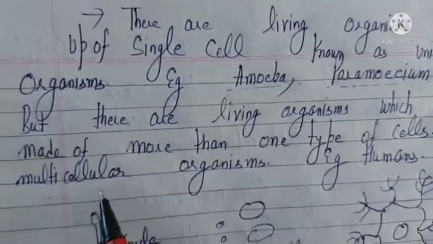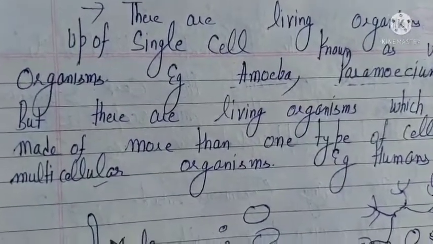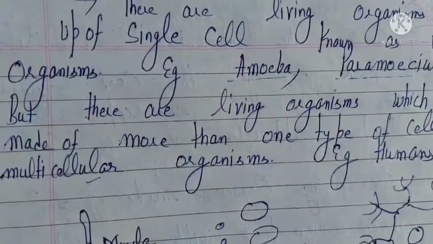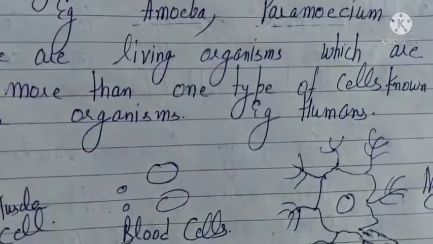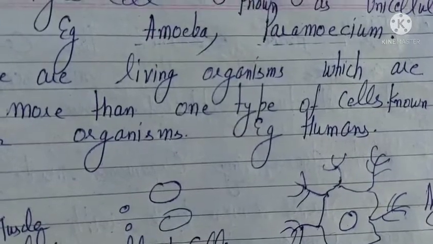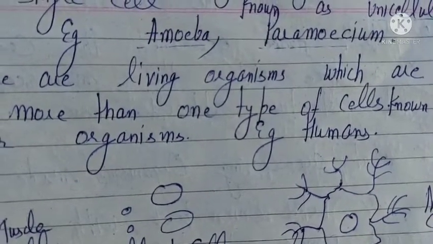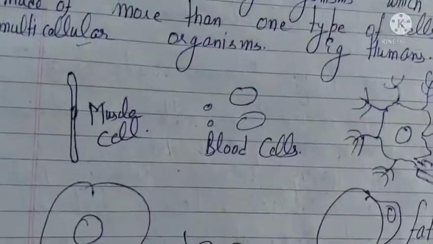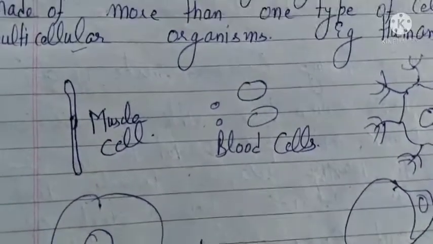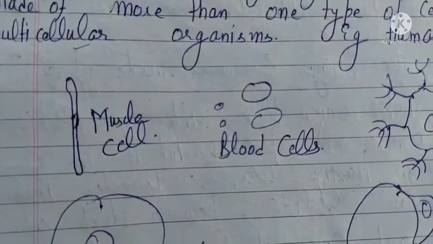So you know, the multicellular organisms are those which are made of more than one type of cells. Like we are the multicellular organisms. Plants are also multicellular organisms. Next step should be, you should know the structure of different types of cells.